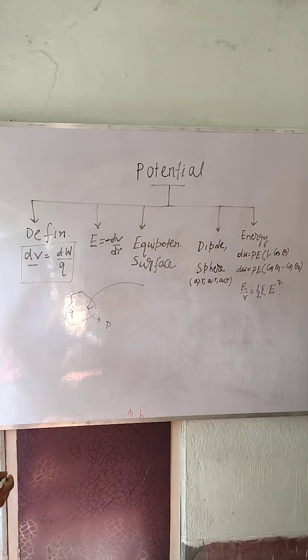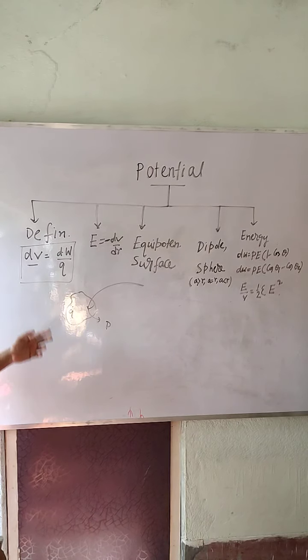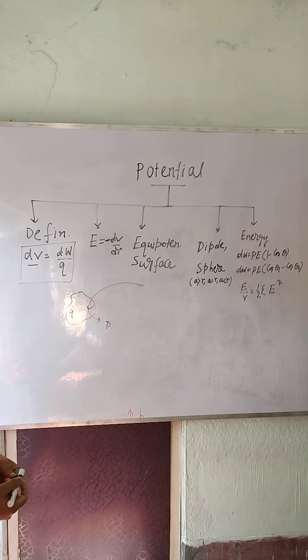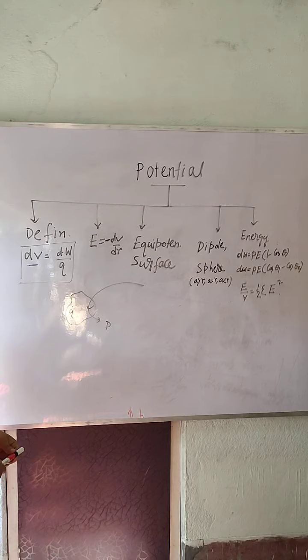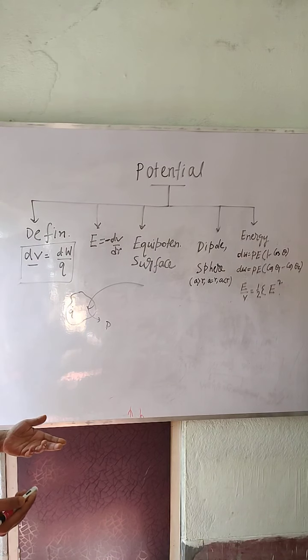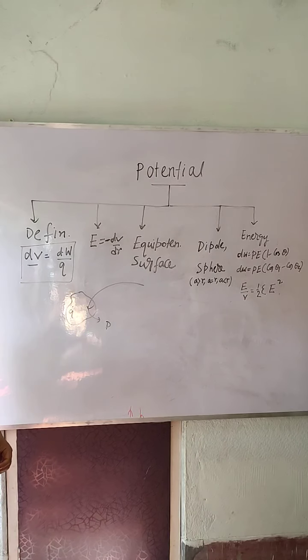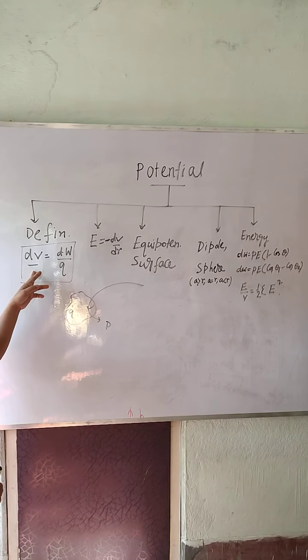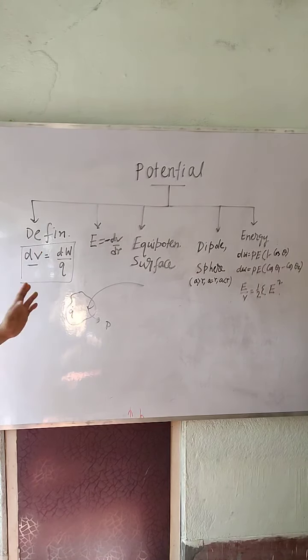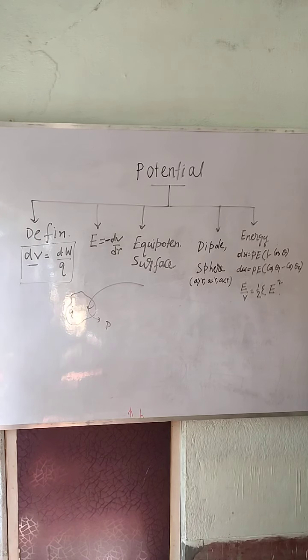So that's why we should write dV, but in the book and in the problems we eventually write V. That's not a big deal, but we must know that it is dV, not V.